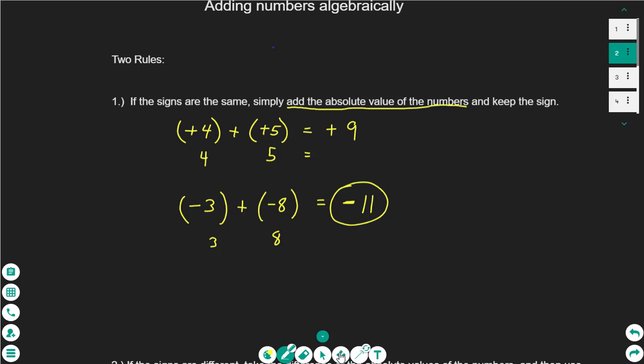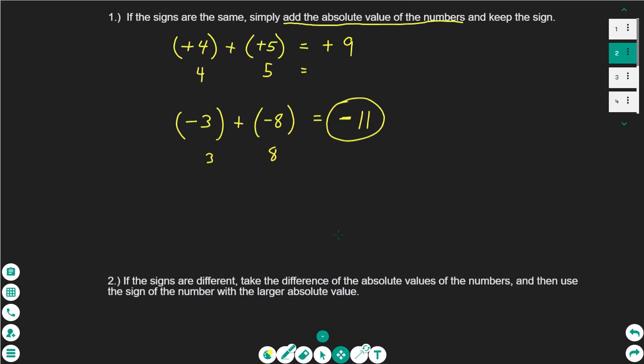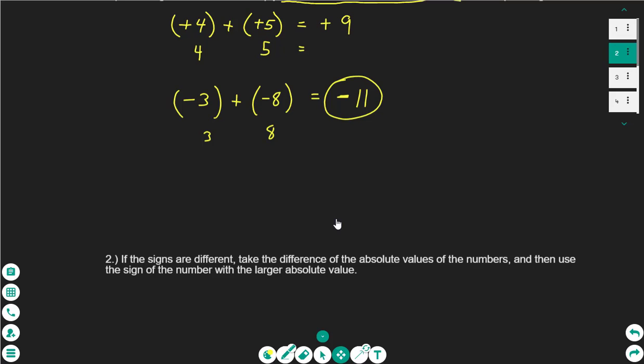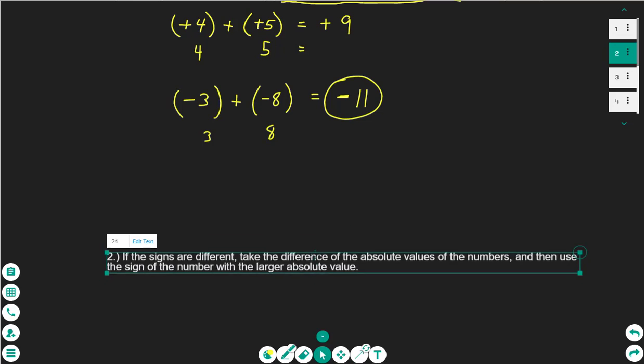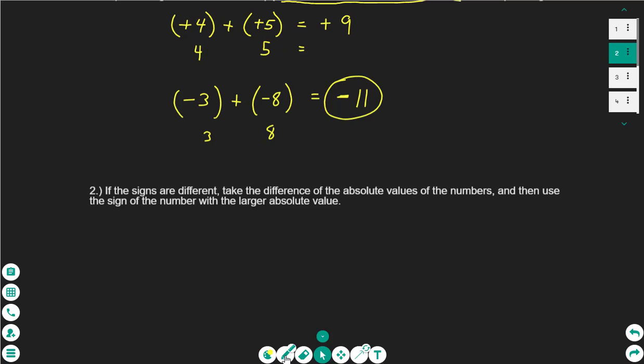All right, now let's take a look at the scenario where the signs are actually different. This one is a little bit more complicated, but overall, I think it's pretty straightforward. Let's read the definition here first. If the signs are different, take the difference of the absolute values of the numbers, and then use the sign of the number with the larger absolute value. That may sound a little complicated, so let's take an example. If I have negative 4, and I want to add that to a positive 6.